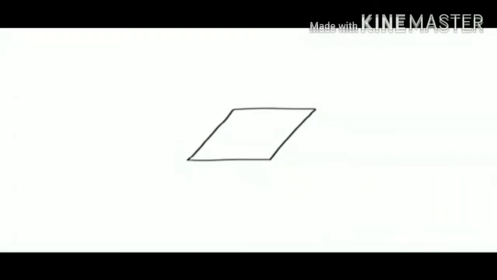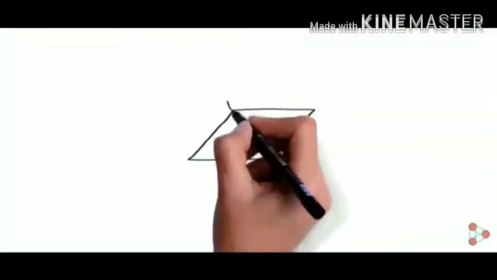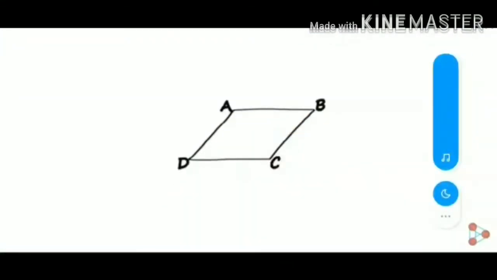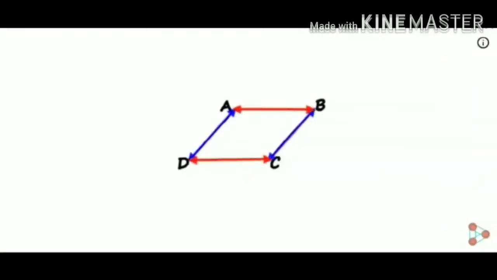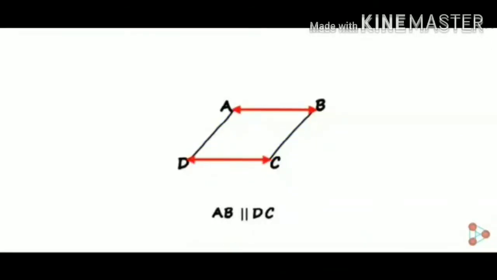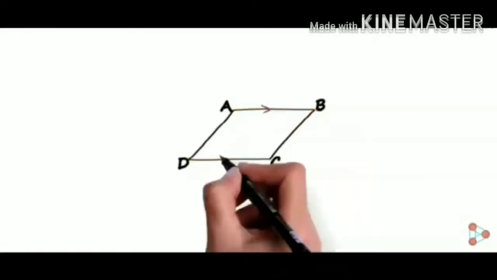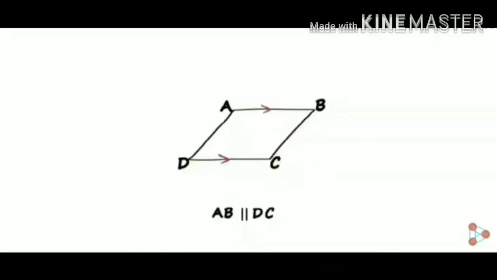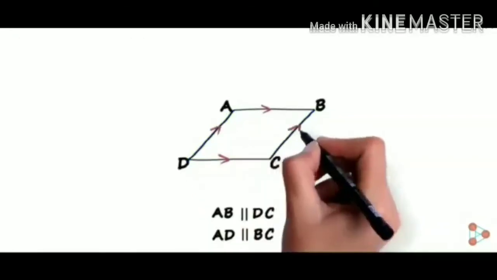Here's another type of quadrilateral. Let's name it ABCD. In this quadrilateral, both pairs of opposite sides are parallel. The first pair of opposite sides is AB and DC. We can see that AB is parallel to DC. We use 2 arrows in the same direction to show that the sides are parallel. The second pair of opposite sides is AD and BC. We can also see that AD is parallel to BC. So we draw arrows like this.